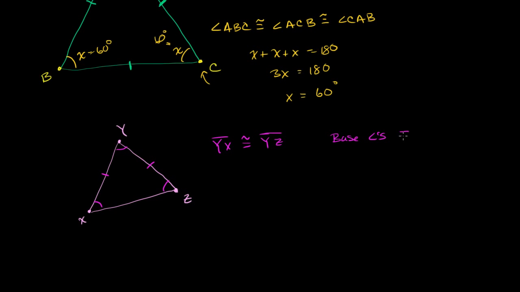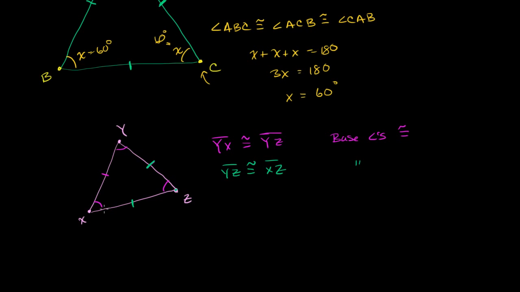Base angles congruent. Now we also know that YZ is congruent to XZ by the same argument, but here we're dealing with different base angles. So once again you can view this as almost an isosceles triangle turned on its side. This was the vertex angle right over here. These are the two base angles. This would be the base now. And we know that because these two base angles are congruent. So by the same logic.